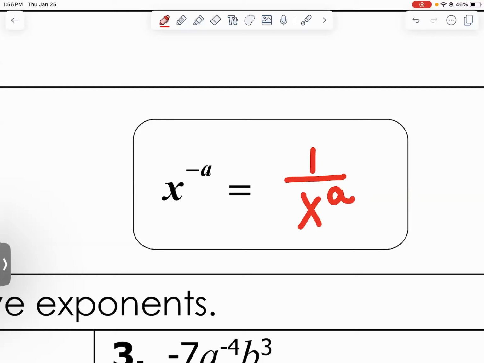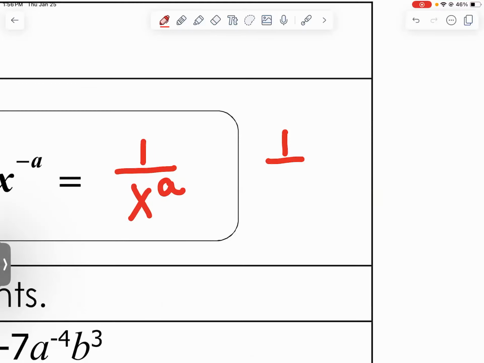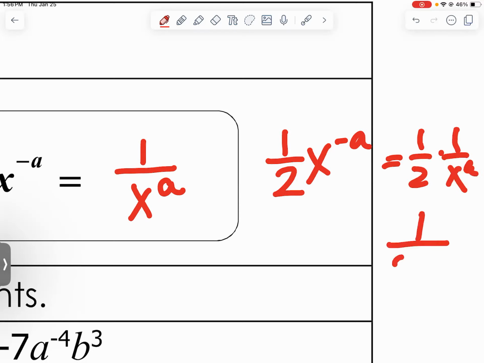What is this the fraction? What fraction? 1/2 x a. So if it's like 1/2 x to the negative a, is that what you're asking? And this becomes 1/2 times 1 over x to the a, so 1 over 2x to the a. Like that.